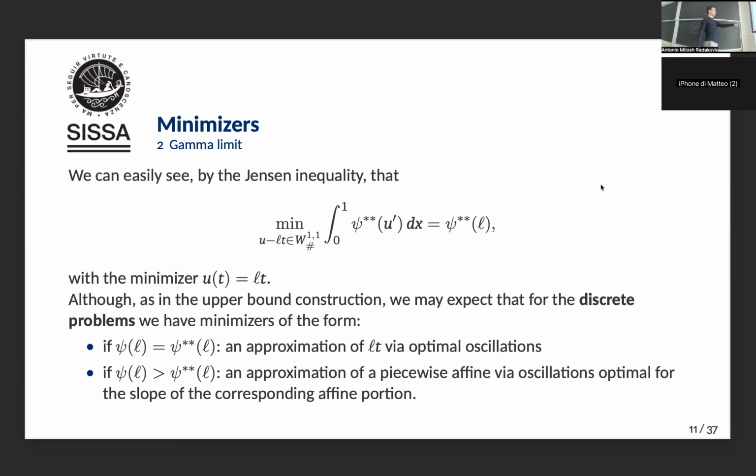The critical case is when psi of ℓ is strictly greater than its convex envelope. In this case, it will happen something like this. So we will have some piecewise affine function, and on each affine portion, we will have an approximation to optimal oscillations. However, we are not approximating the correct slope ℓ, but some other slopes. So the behavior will be a little bit different. And it's actually this case which is carrying mostly energy in the transition.